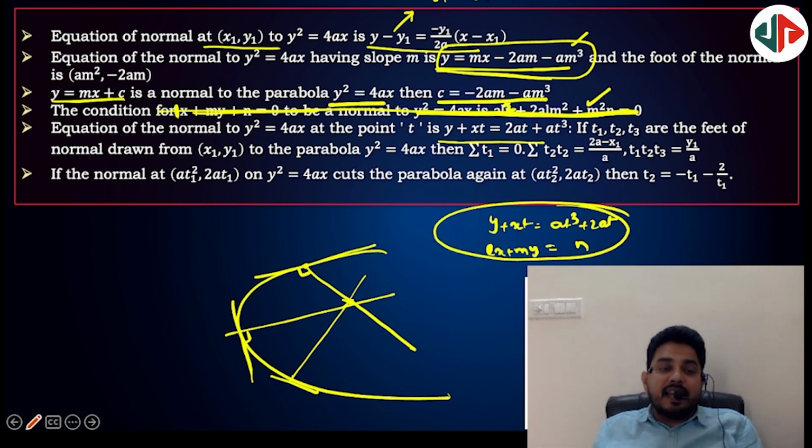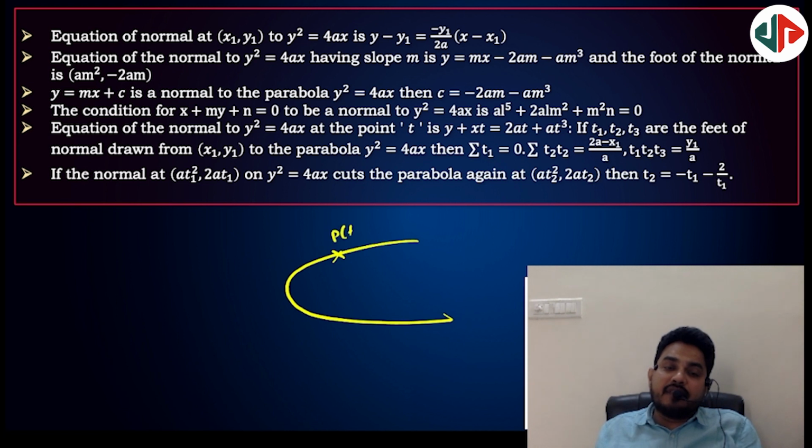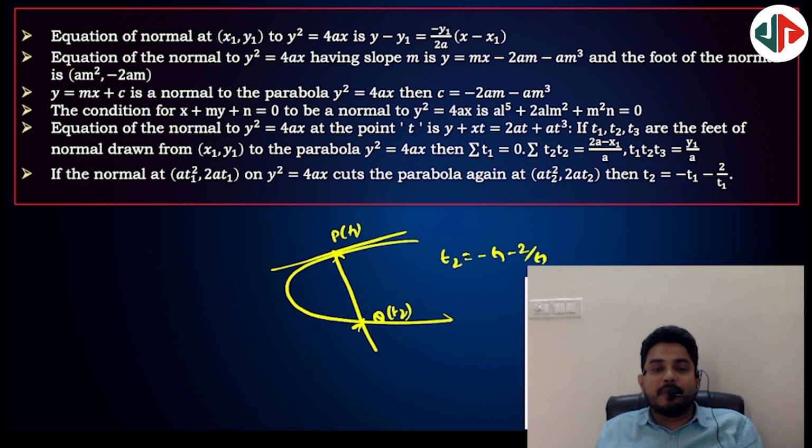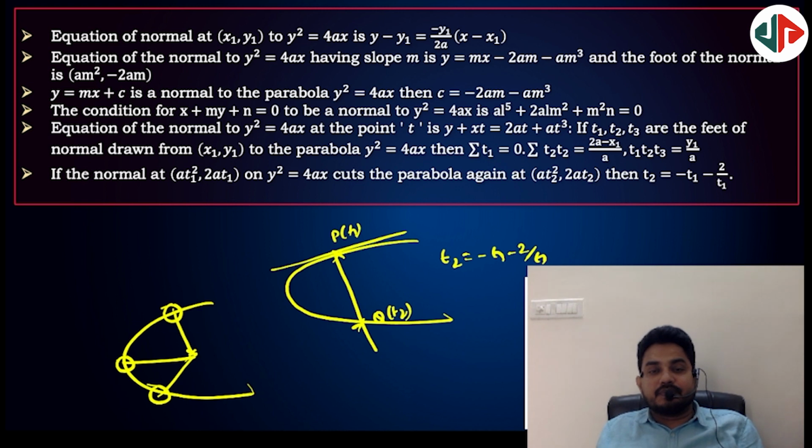And on this slide, what are the other points to be remembered? If the normal at T1 meets the parabola again at T2, then T2 is equal to minus T1 minus 2 by T1. This is what you need to remember. And if three normals are drawn through a point, so this is one normal, this is one normal, this is one normal, then the sum of their abscissa should be equal to 0.